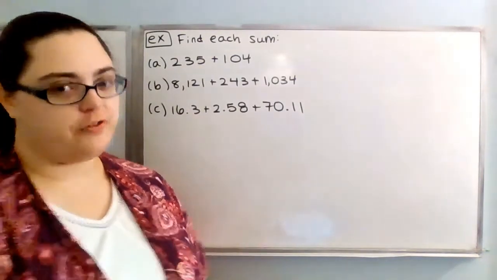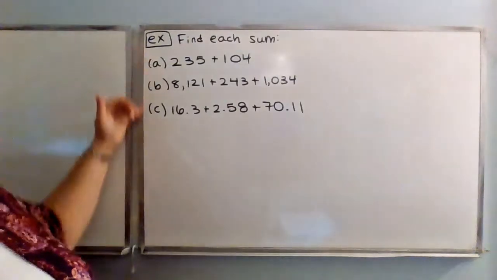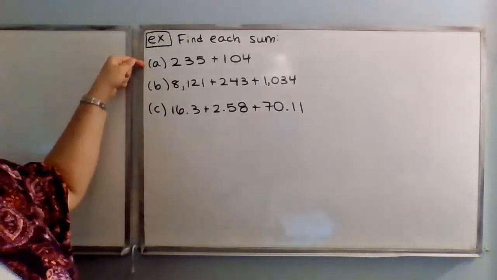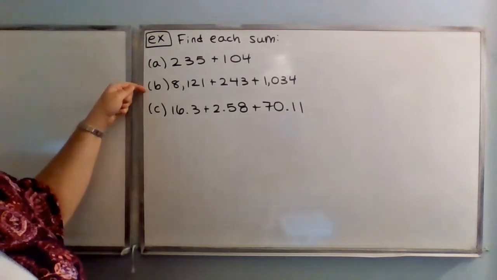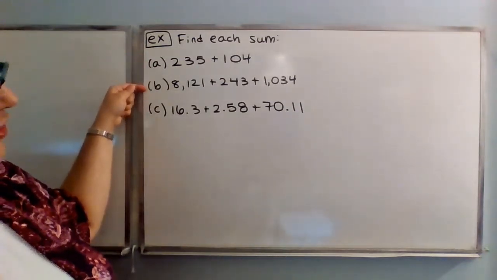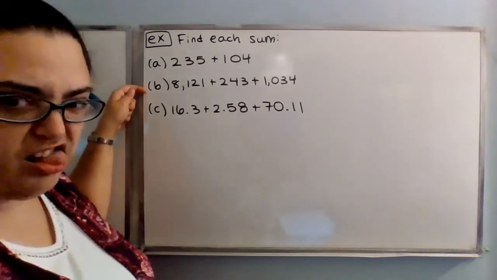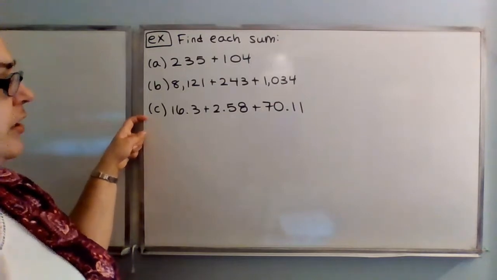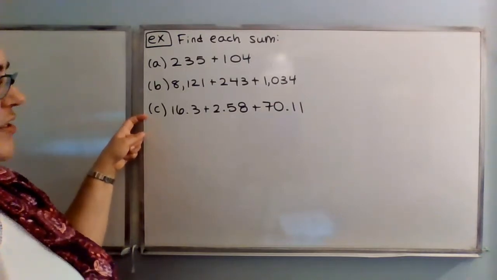Okay, so for this example, we have 3 problems we need to solve. We have to find each sum. So we have 235 plus 104, 8,121 plus 243 plus 1,034. Now we have decimals, 16.3, 2.58, and 70.11.